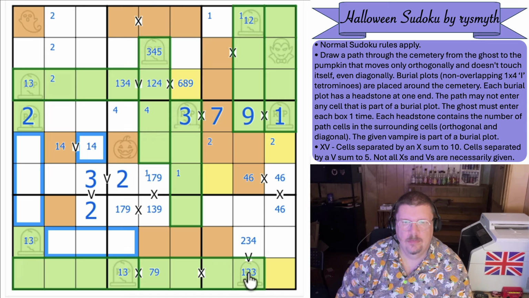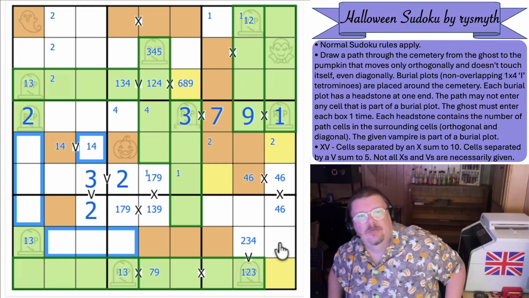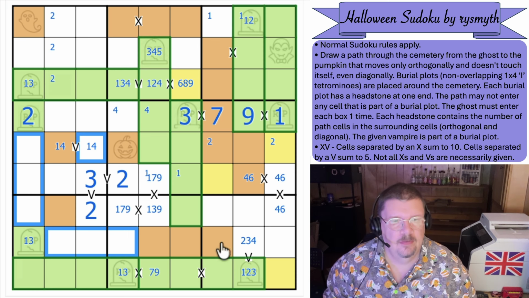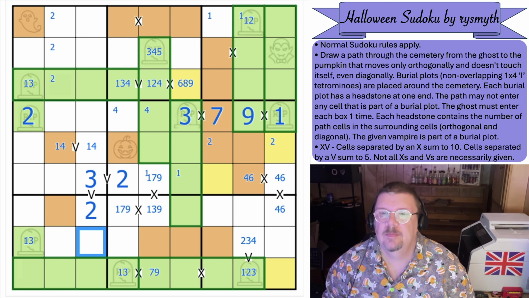That would be a 1 or a 2. So that would be off the path. Interesting. There appears to be something I'm not quite getting. Let me just double check. No, I think I've got everything all right so far.